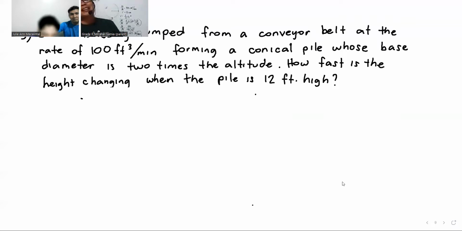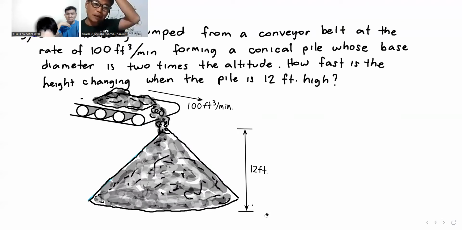Okay. Gravel is being dumped from a conveyor belt at the rate of 100 cubic feet per minute, forming a conical pile whose base diameter is 2 times the altitude, 2 times the height. How fast is the height changing when the pile is 12 feet high? This reminds me of a problem in maxima minima, Josh.